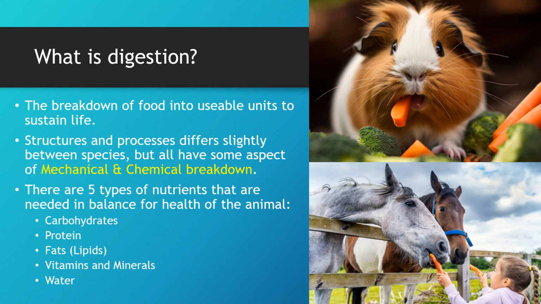Anyway, all animals do have some sort of mechanical and chemical breakdown of the food that they ingest, and we're going to talk a lot about that throughout this unit. There are 5 different types of nutrients, which I believe is a review, right? We know there are carbohydrates or sugars, proteins, fats or lipids, and then vitamins and minerals. You can have them separated out, but I like to just put them together because they're micronutrients. They're both in that same kind of category. And then of course water, and we all know that water is essential for life and is one of the 5 different types of nutrients.